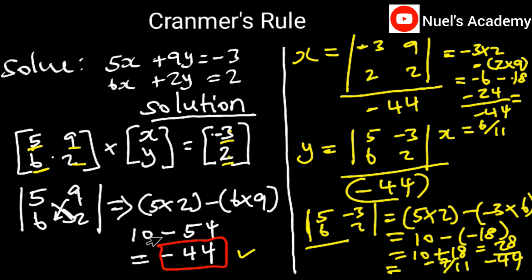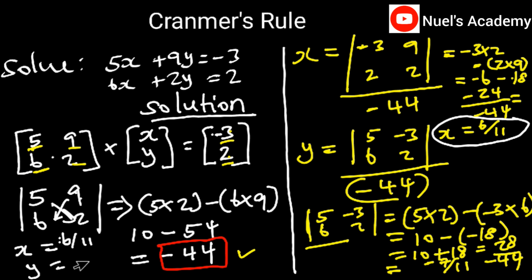So the values of x and y: x is equal to 6 over 11, and y is equal to minus 7 over 11.